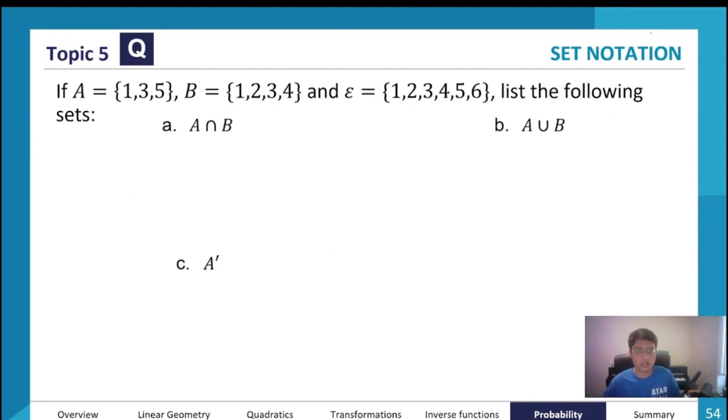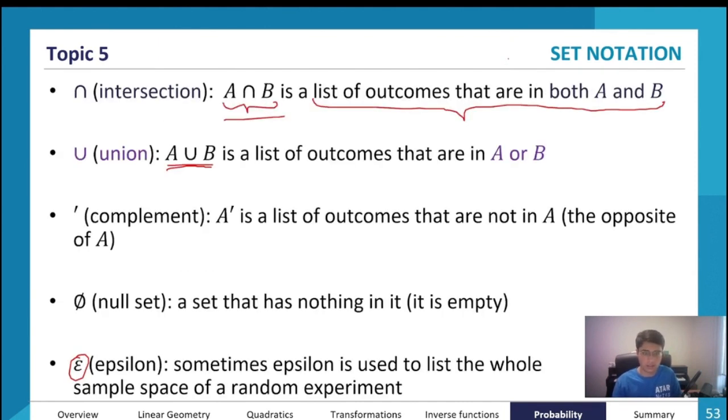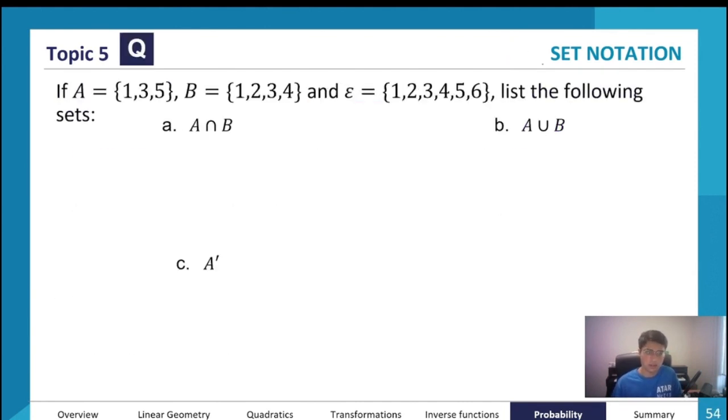So, we've got a question here, and this will allow us to just practice a bit more of that set notation. First of all, we have A upside down U. So remember that's intersection. It's the top line there. B. So we're looking for all the values that are in both A as well as B. Okay. So A is the set 1, 3, 5. B is the set 1, 2, 3, 4.